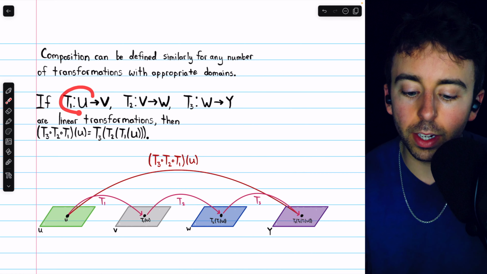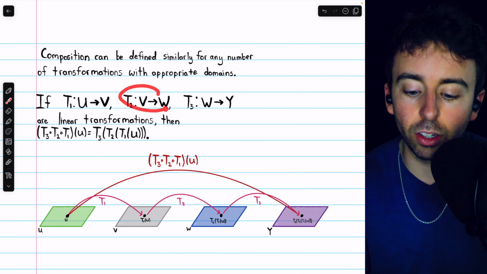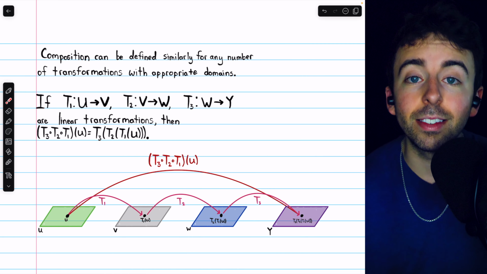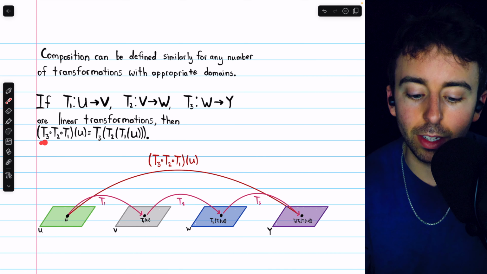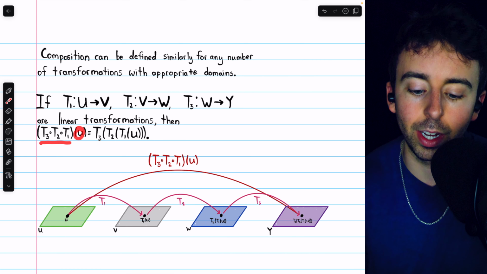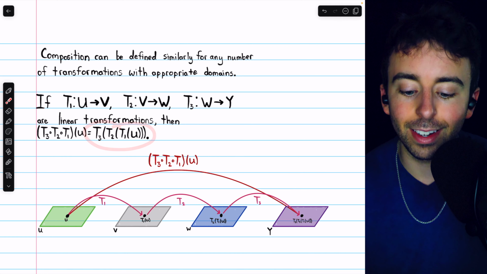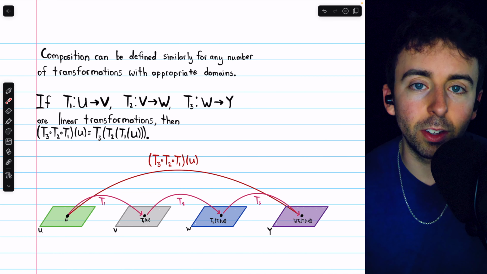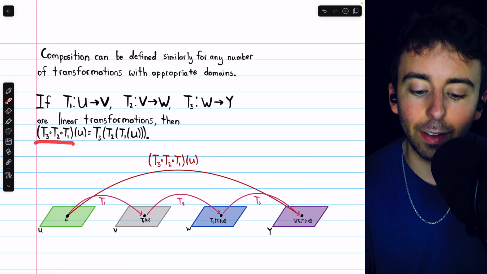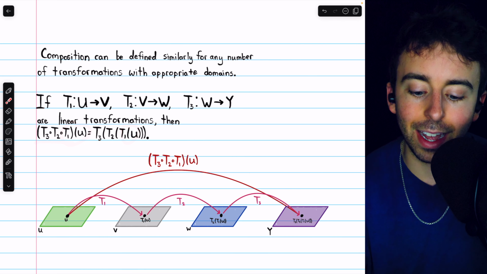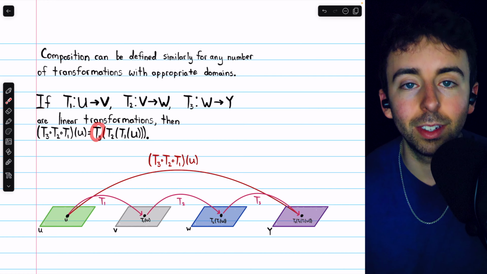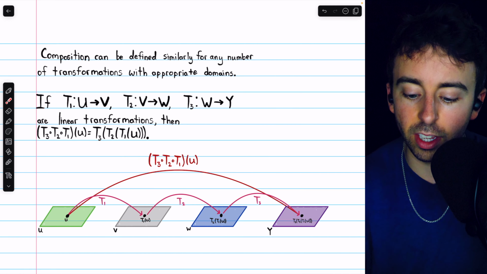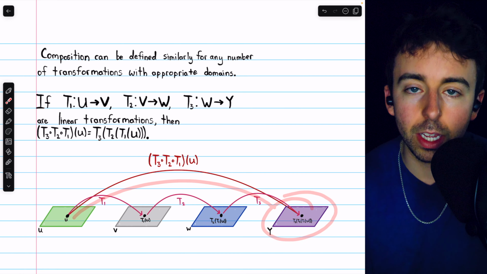For example, if T1 is a linear transformation from U to V, T2 from V to W, and T3 from W to Y, then the composition of these three linear transformations, T3 circle T2 circle T1, evaluated at u, is defined like this. It's just T3 of T2 of T1 of u. Note that this function composition notation goes from right to left. So T1 hits u first, and then that's plugged into T2, and then that's plugged into T3. In total, of course, the composition takes us from the domain of T1, which is U, all the way to the codomain of T3, which is Y.